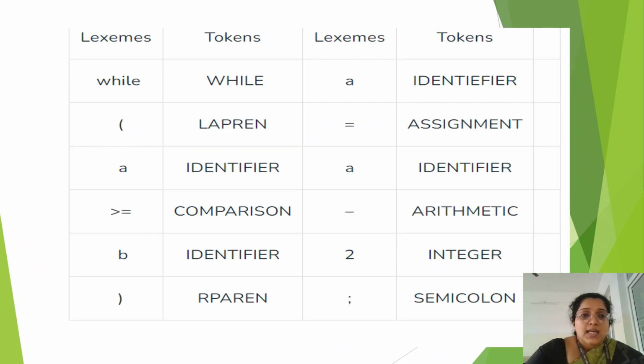Next are tokens, the different types of tokens. If it is a Y, it is an identifier token. If it is a left parenthesis, it is a separator token. Identifier again: if it is an alphabet, it is an identifier. If it is an operator like minus, it comes under arithmetic operator. Next, again we have B as an alphabet, so it is an identifier; if it is a number, it is an integer. If it is a separator, it is a semicolon or right parenthesis. So there can be many different types of tokens.